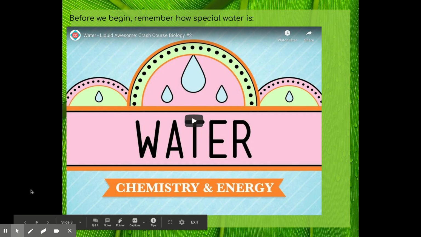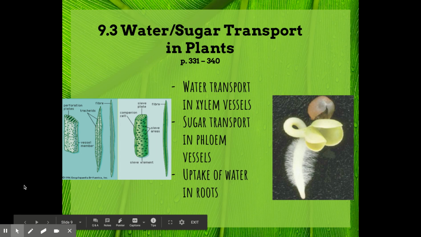Okay, we're not going to focus on this right now, but we are going to talk about a little reminder of how water and the characteristics it has is actually quite unique and how it plays a role when it comes to plants. That is it for gas exchange in plants. The next lesson will be on water and sugar transport in plants.